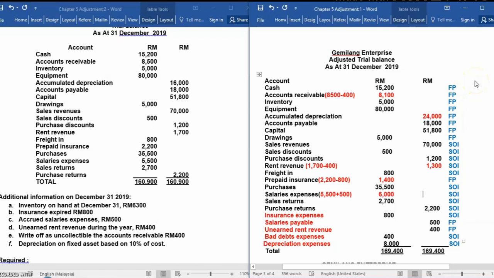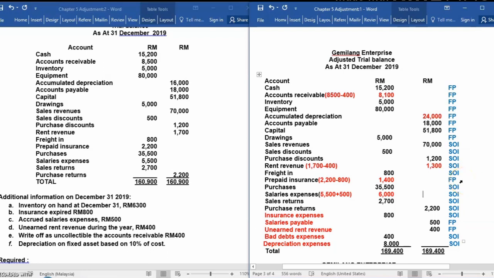So, you can look at that: cash, account receivable, inventory, equipment, accumulated depreciation, account payable, capital, and drawing. We must record these in the financial position statement. And for sales revenue, sales discount, purchase discount, rent revenue, freight in, we must record in the statement of comprehensive income.